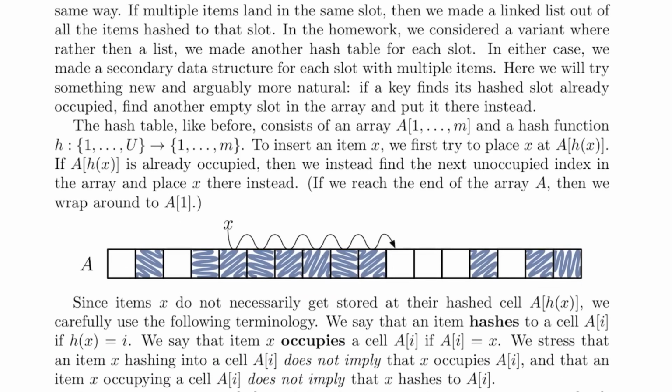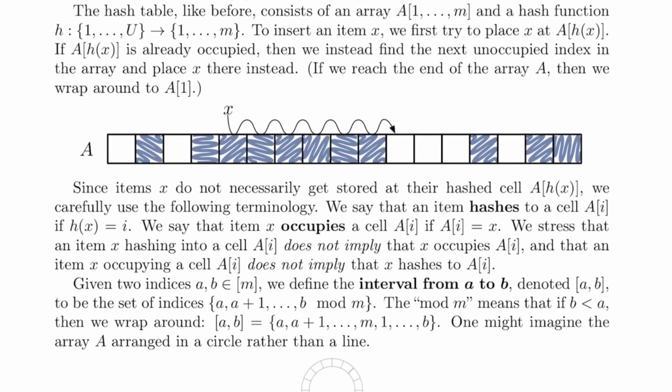The new hash table, like before, consists of an array A[1..M] and a hash function h from the set 1 to U to the set 1 to M. To insert an item X, we first place X at A[h(X)]. If A[h(X)] is already occupied, then we instead find the next unoccupied index in the array and place X there instead. If we reach the end of the array A, then we wrap around to A[1].